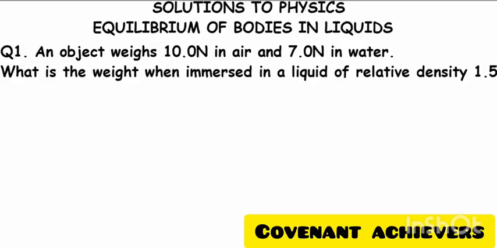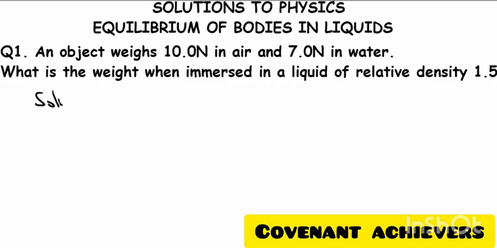Okay, now let's see what we have in the solution to physics. We have explained the equilibrium of bodies in liquids. Now the question here is: an object weighs 10.0 Newton in air and 7.0 Newton in water. What is the weight when immersed in a liquid of relative density 1.5? So let's quickly look at the solution.